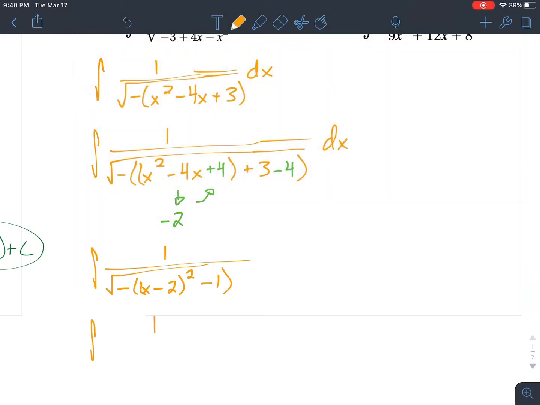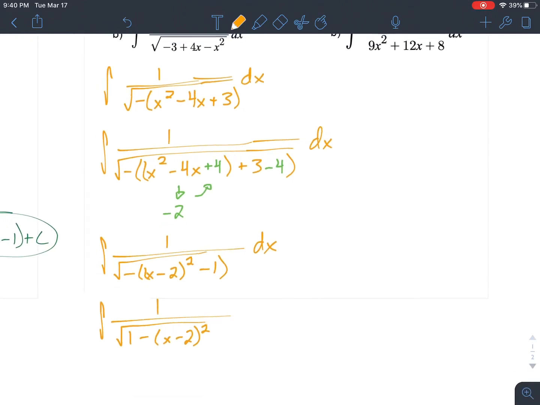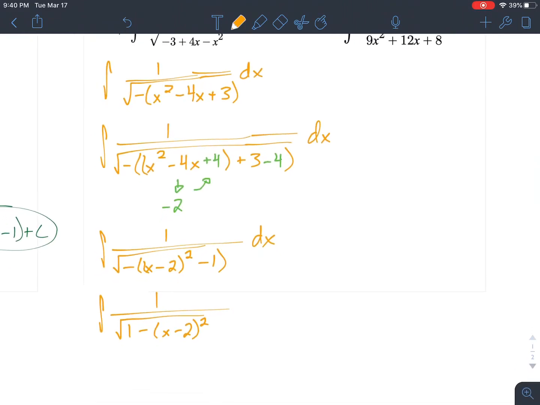When we distribute that negative, we're going to now rewrite this, still forgetting dx, as 1 minus x minus 2 quantity squared. And I hope you can realize that since that's a 1 squared there, this is going to integrate into arcsine. We're going to get arcsine of x minus 2. And we just include our plus c, and there is our antiderivative.